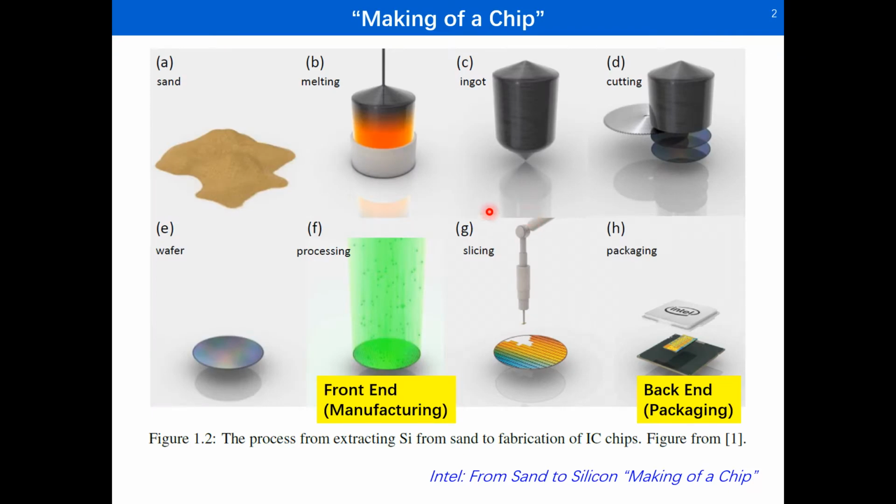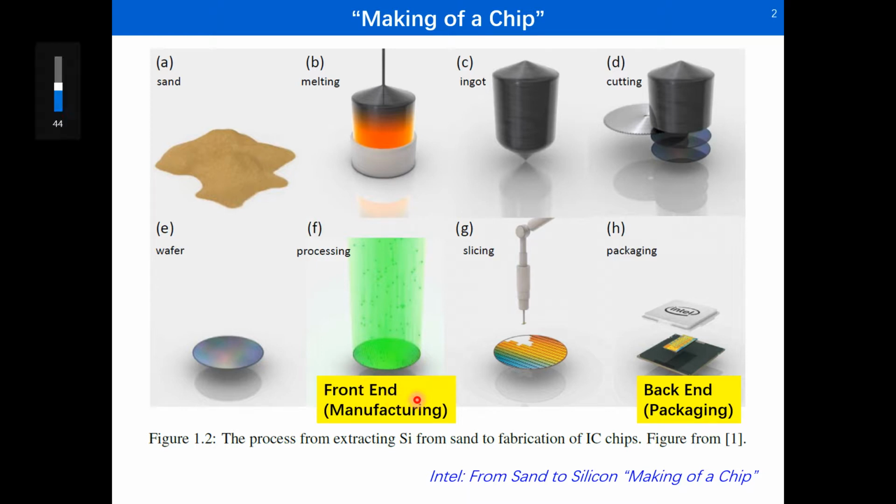As we know, a chip is made from sand. After melting, we can get an ingot by a sieving method. The ingot will be cut into pieces, and we get a wafer. Then we do the front-end process on the wafer, such as lithography, ion implantation, annealing, and so on.